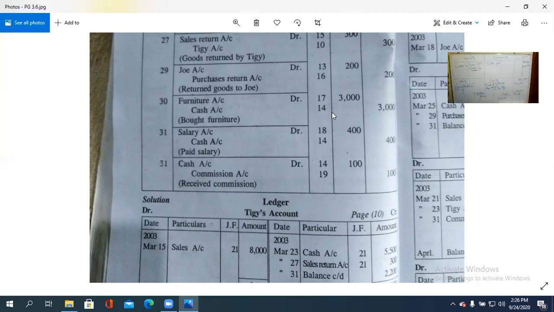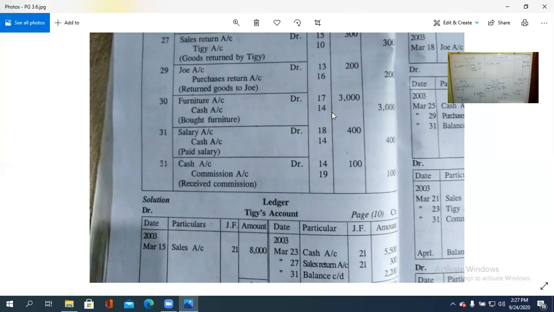Then cash account debtor to commission. So here another account I am preparing, commission. So what is that? Received commission. So cash account to commission. How much is it? 100. And commission account by cash, 100. See, which accounts we need to prepare or give more emphasis to: one is TG, another one is cash, like that. Clear? So these are the postings, and posting is done.